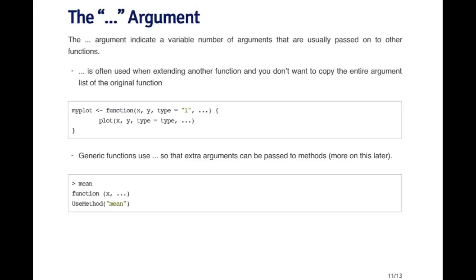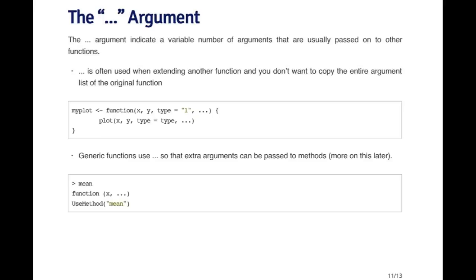For example, you might create a function called myPlot, and myPlot will replicate some of the arguments of the original plot function, like x and y, but it's going to change the default type argument so that instead of creating circles for points, you want it to create lines.